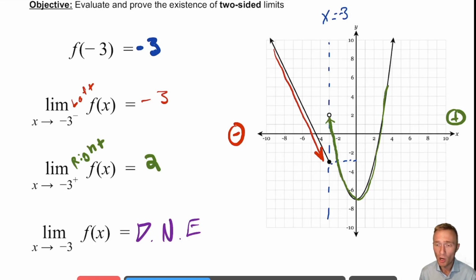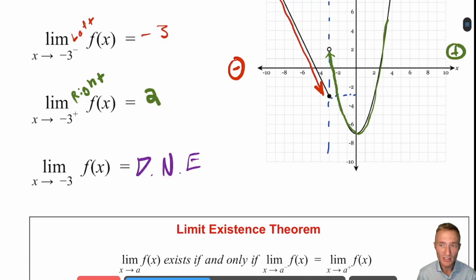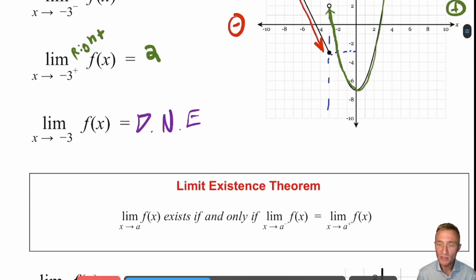So here we go to one of our first existence theorems of calculus, the limit existence theorem. It says the limit of f of x as x approaches a, where a is some number and x is the input variable, exists if and only if. If and only if is one of my favorite abbreviations. You're going to see that sometimes as IFF. It means this is only true if the following statement is true, and if the following statement is true, that necessarily means that the limit is going to exist.